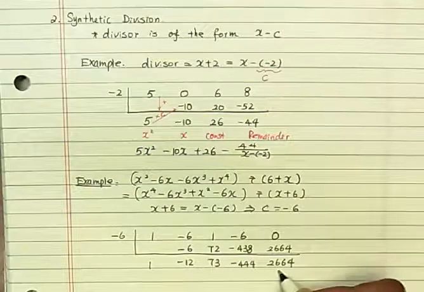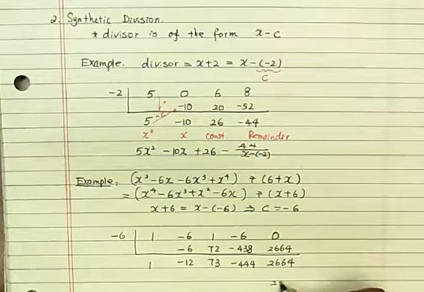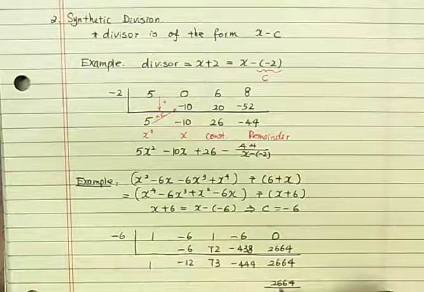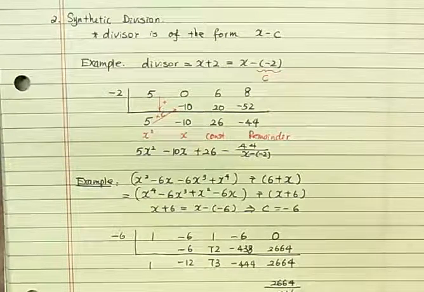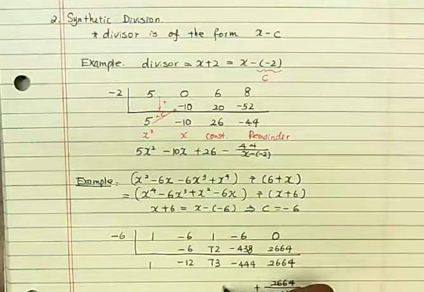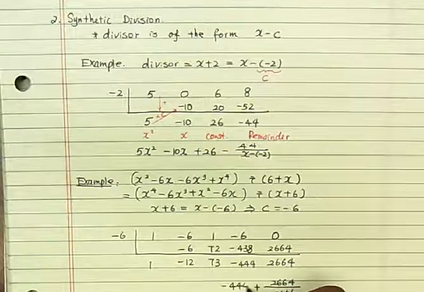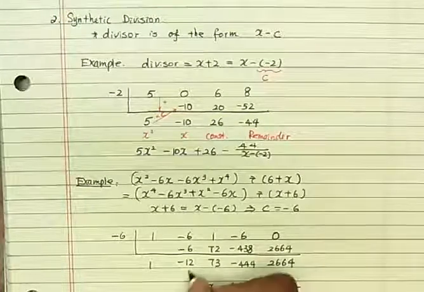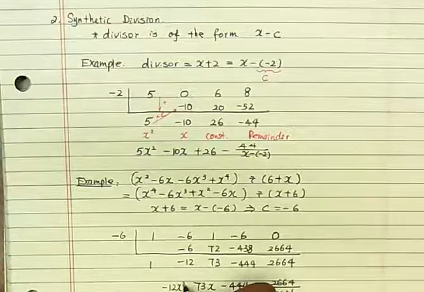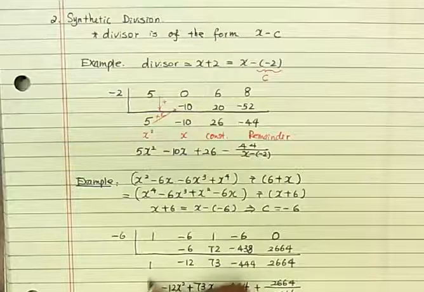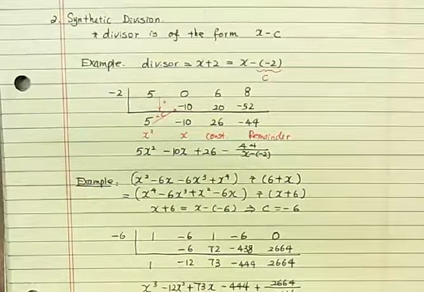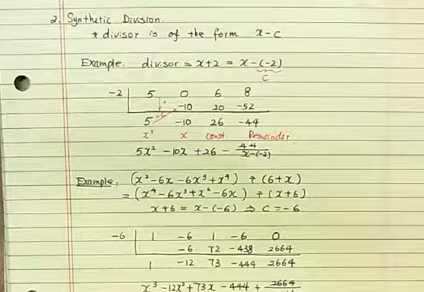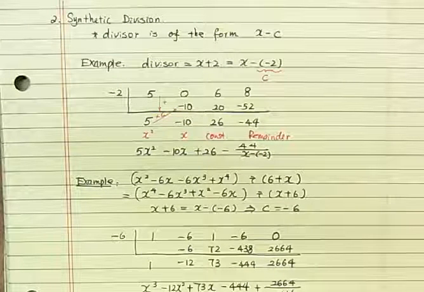So what's the solution? Remember, this is the remainder. So I'm going to write the remainder over the divisor x plus 6. This is the constant, negative 444. This is the coefficient of x, so 73x. That's the coefficient of x squared, and this the coefficient of x cubed. And you can see it's 1 degree less than before. Okay, so that is the solution of this division.